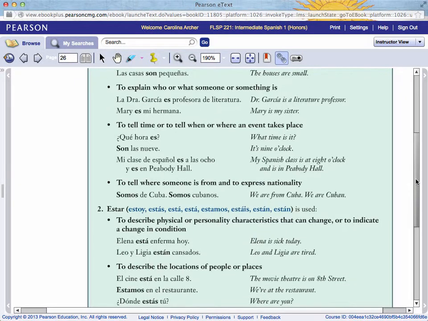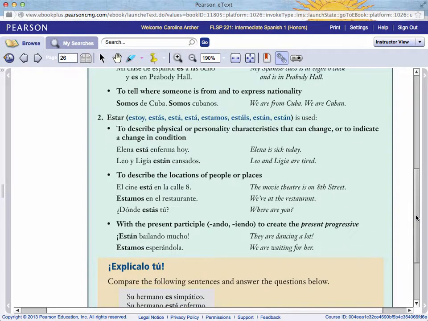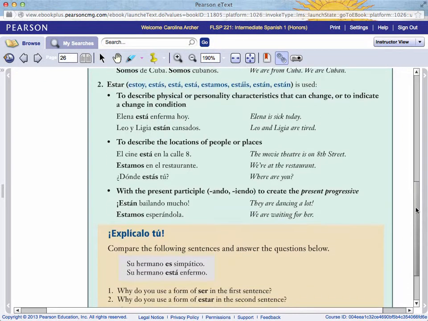Okay, to tell time, every time you tell time or when or where an event takes place. Okay, for example, ¿qué hora es? Son las 9. Mi clase de español es a las 8 y es en Peabody Hall. Okay, when an event takes place and where. Okay, muy bien. And then to tell where someone is from or to express nationality. Somos de Cuba. Okay, ¿de dónde? De Cuba. Somos cubanos. Okay, nationality. Okay, so that's basically when you use ser.